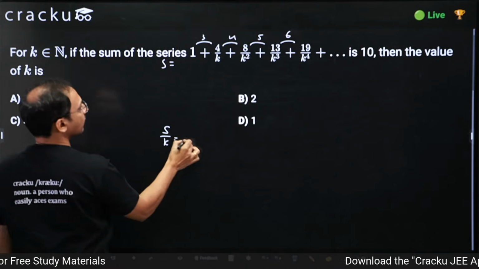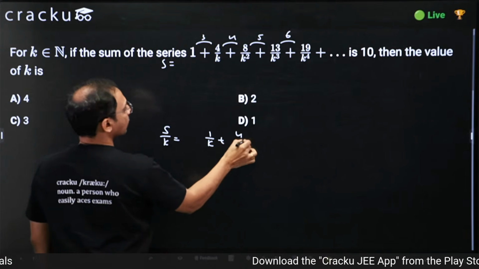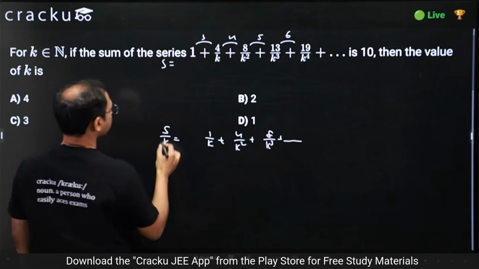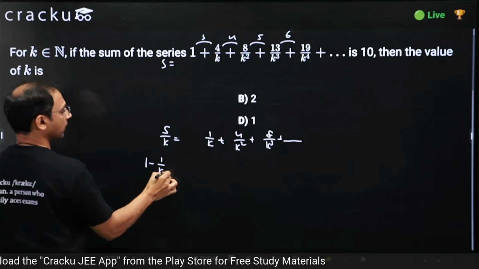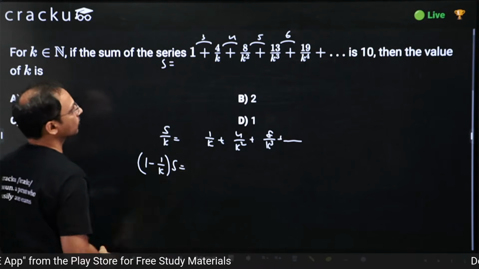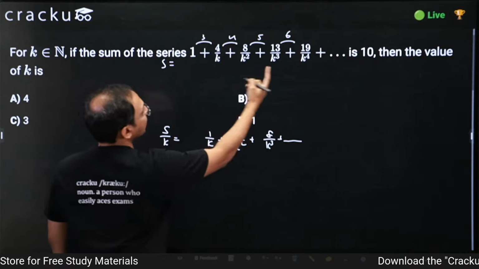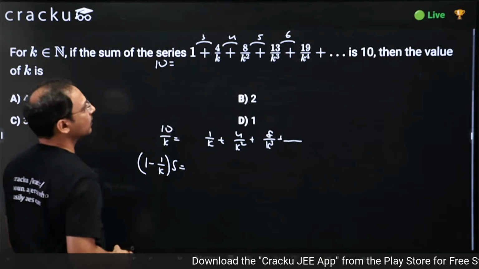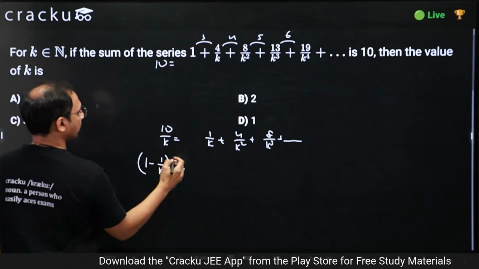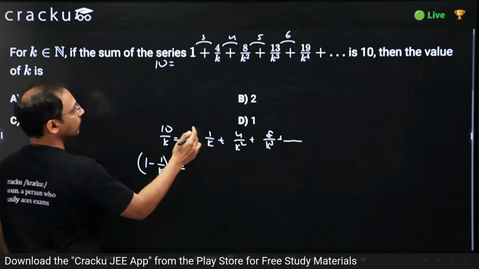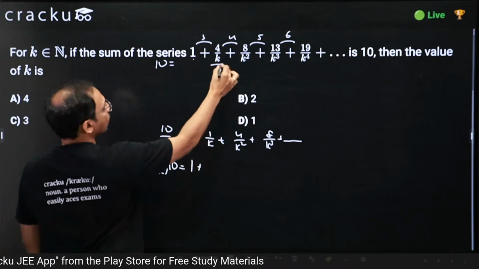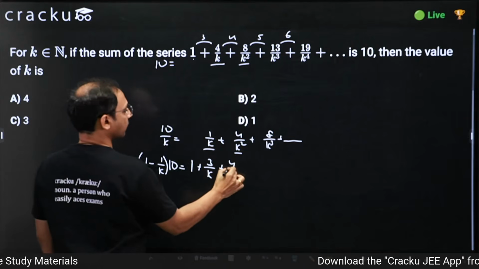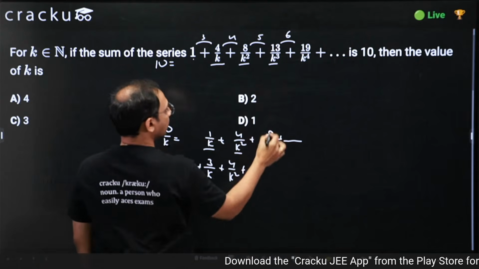So S by k will be 1 by k plus 4 by k square plus 8 by k cube and so on. When I subtract, I get 1 minus 1 by k into S is equal to, and he's saying this S is 10. So the sum is 10. So we need to find the value of k. So here I'll get 1. 4 by k minus 1 by k is 3 by k. 8 minus 4 is 4. 13 minus 8 is 5.